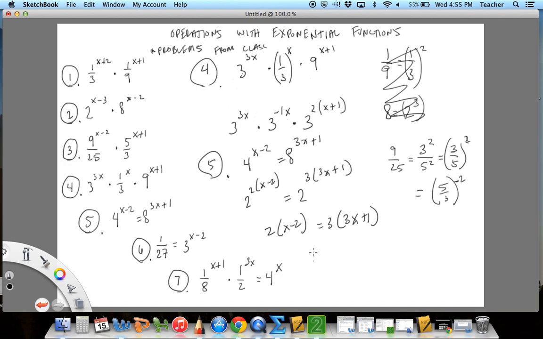Number 6, I'm running out of room and time here, so we have 1 over 27 equals 3 to the x minus 2. What we're going to do here is switch 1 over 27 to a base of 3, which gives us 3 to the negative 3 equals 3 to the x minus 2. And so you would set the two exponents equal to each other, and you would get your answer of negative 1, I believe. If we say x minus 2 equals negative 3, plus 2 would give us negative 1.